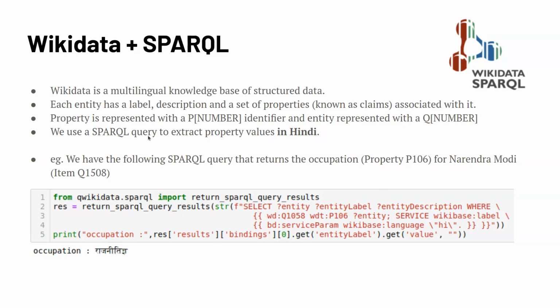Coming to our Wikidata approach, Wikidata is structured in the form of P numbers and Q numbers, that is, properties and entities. Here we have an example SPARQL query which extracts the property of occupation for the entity Narendra Modi.